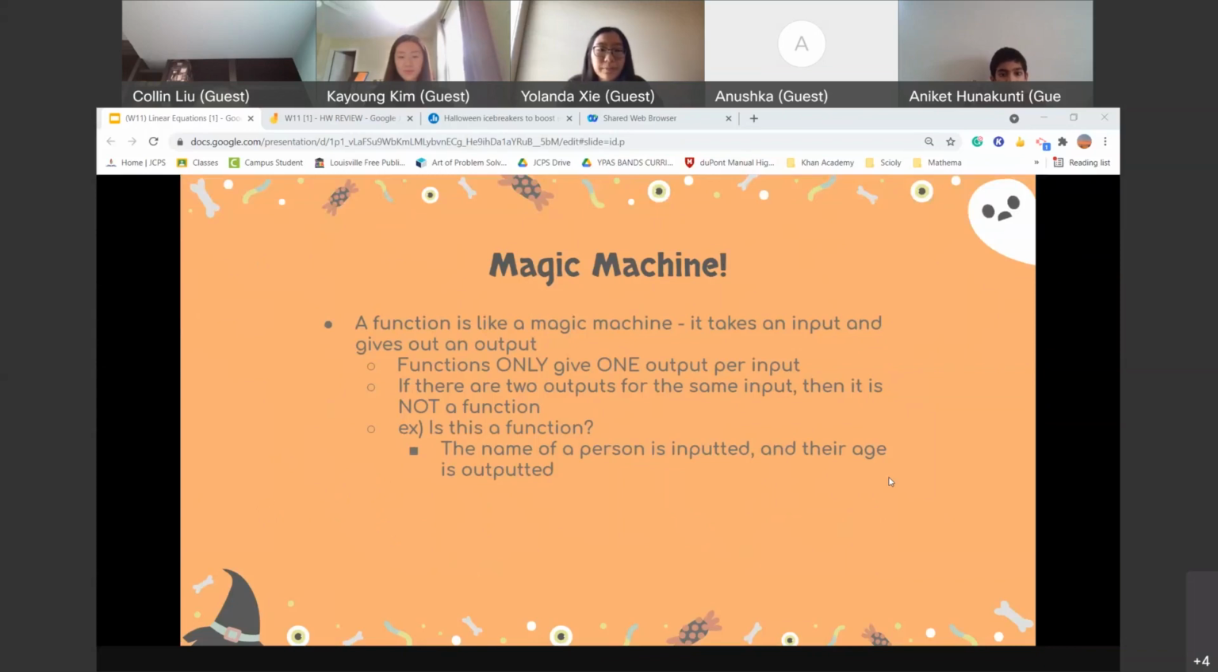So here's an example. We're putting in the name of a person as the input, and the output is going to be their age. Is that a function? Type yes or no in the chat. You can also explain why, if you want. Think about whether there's going to be 1 output for the input, or multiple outputs for the input.